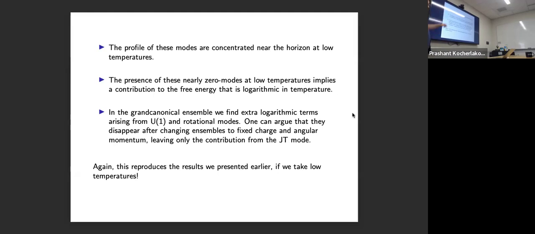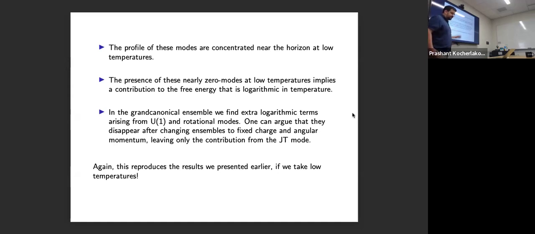And the presence of all these nearly zero modes at low temperature implies a contribution to the free energy that is again logarithmic in the temperature. Finally, just a comment in the grand canonical ensemble, maybe related to what you're asking. This might imply that we have several sources of these log corrections coming from the JT modes, from the U1 modes, the rotational modes. So you could think that there are too many contributions, but one can argue that if you change ensemble and go to fixed charge ensemble, all of them disappear except these JT ones that lead to the 3/2 log T.